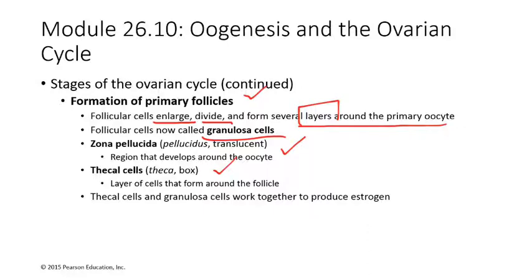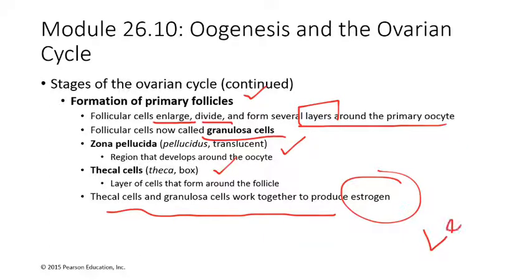Now, these thecal cells and the granulosa cells are, in fact, the cells making the estrogen. Think back in the male, what cells were making testosterone, and you recall those were the Leydig cells. So in the male, there are Leydig cells making the testosterone. In the female, we have these thecal and granulosa cells making the estrogen.